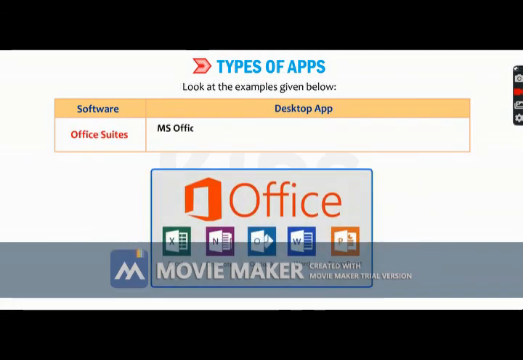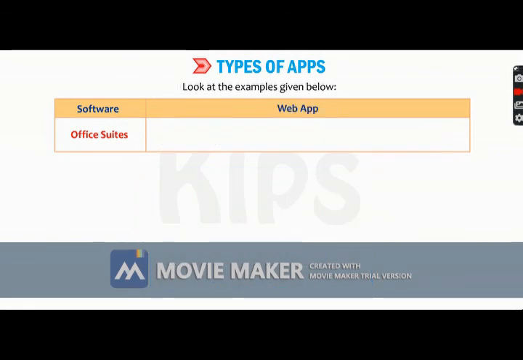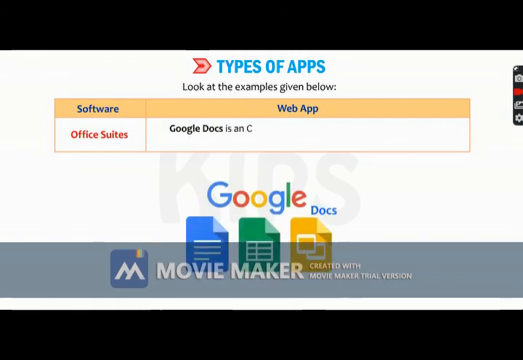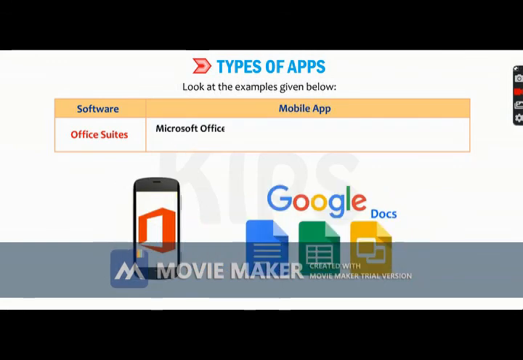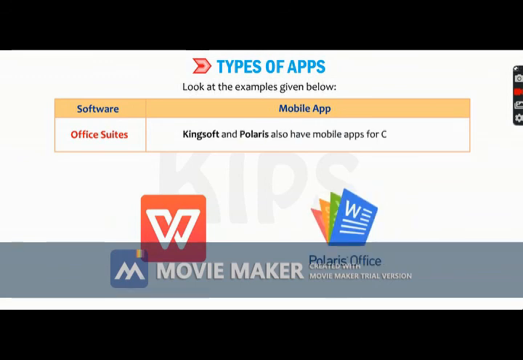Office Suites. Desktop app. MS Office is a very good example of desktop-based office applications. This includes word processing, spreadsheet, and presentation apps. Web app. Microsoft allows users to use their web-based office applications. Google Docs is an office suite which does not have any desktop equivalent. Mobile app. Microsoft Office Mobile and Google Docs allow a user to work on office applications as apps. Kingsoft and Polaris also have mobile apps for office use.